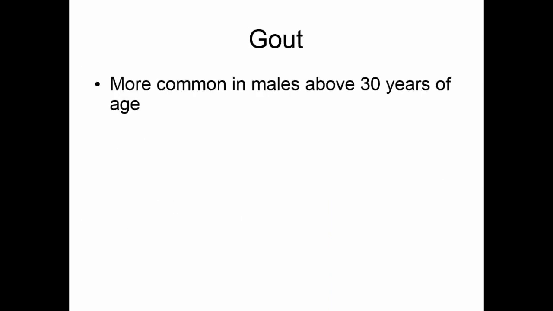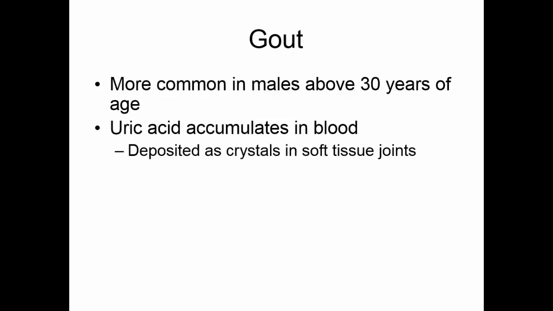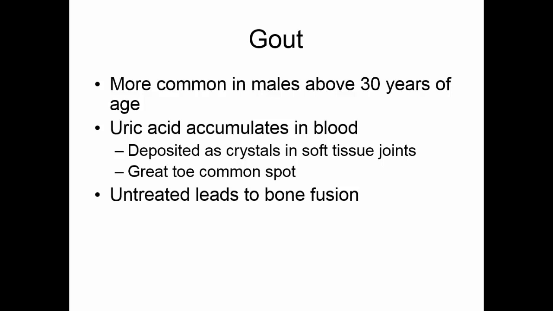Gout is more common in males above 30 years of age. This is a problem with uric acid. Uric acid is one of the byproducts of protein breakdown. Uric acid normally is cleared in the urine, but in some people it accumulates in the blood and it deposits as crystals in the cartilage and soft tissues of the joints. This makes it very painful when you go to move those joints. The great toe, or the big toe, is a common spot for this to first happen. If this goes untreated, the bones may fuse together and you will no longer have a joint.